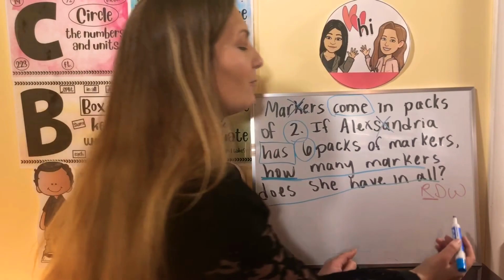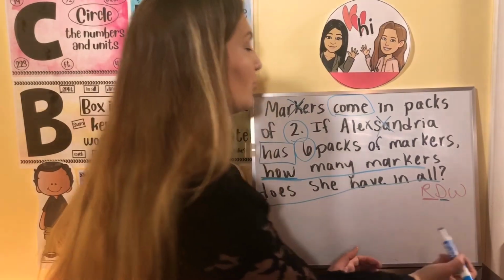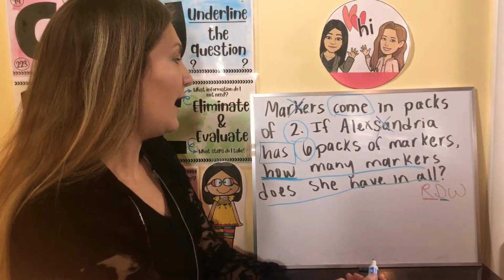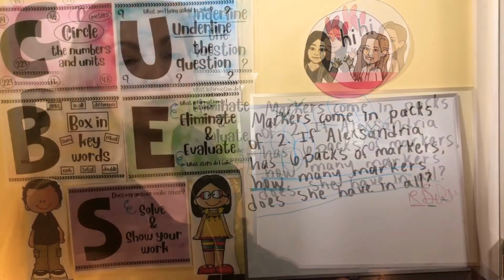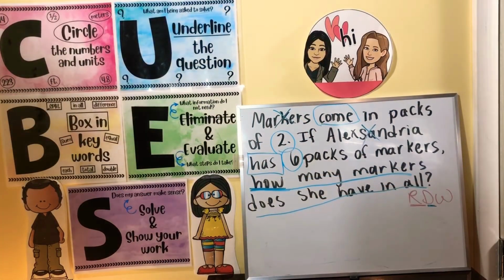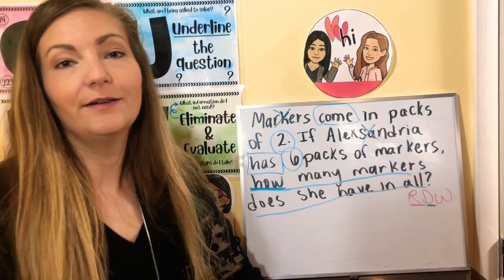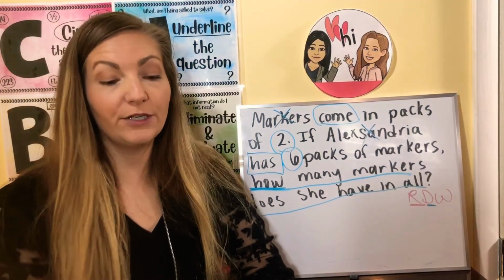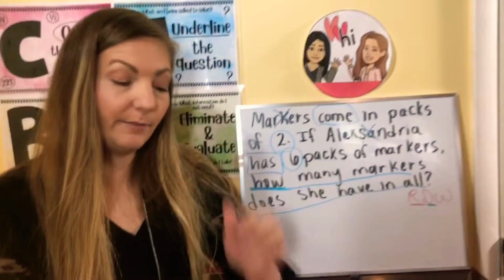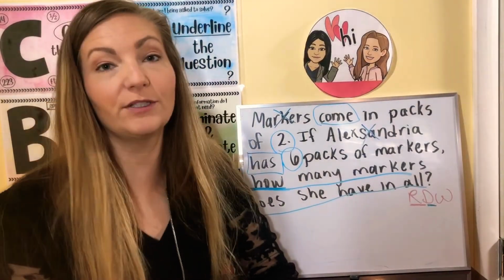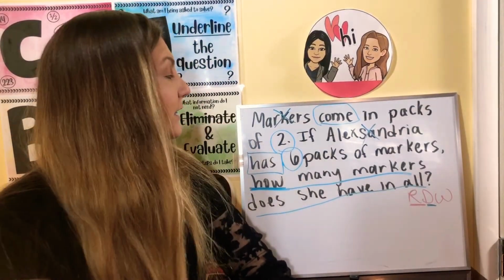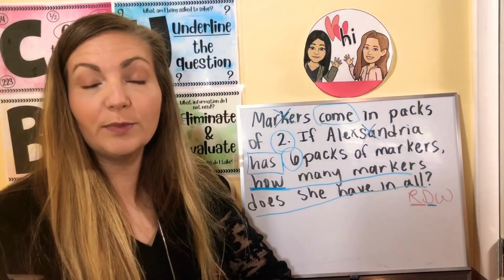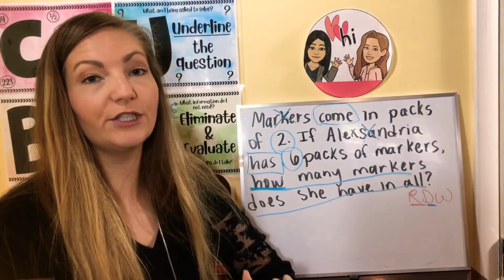So when we do that, we move into D, draw. Draw a picture. I want you to think about what kind of picture you might draw. Make sure you've got a pencil or pen and something to write on. And I'm going to think about how many groups am I making and how many are in each group.